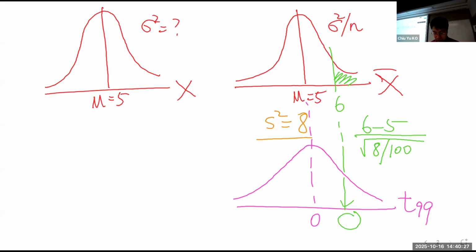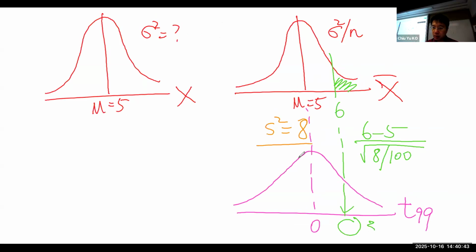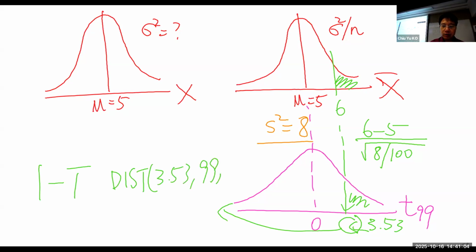Is 1 over square root of 8 over 100. 3.5, 3.5. Okay, 3.53. This number. So we want to know this number. And if you do this, this is basically 1 minus T, this 3.53, 99, true.